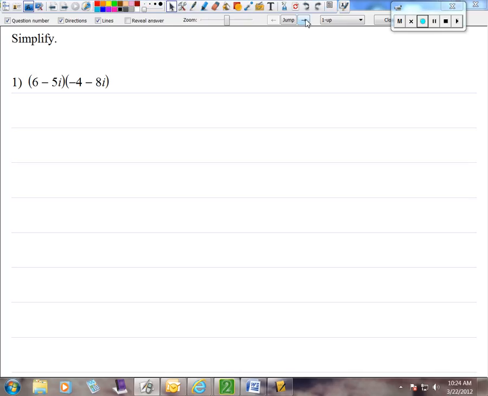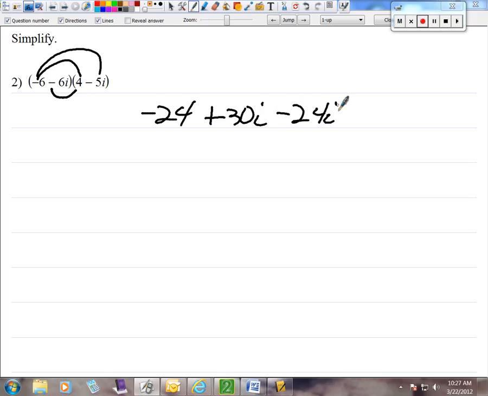All right, where's another one that's similar to this? Do number 2, let's just try that and see if you get it right. I'm going to go ahead and just do this problem. You can check it as you go. -6 times 4 is -24. -6 times -5i, positive 30i. Then we have -6i times 4, -24i. And then this is a positive 30i squared, and that makes that negative, doesn't it? Remember, the i squared becomes -1, makes this opposite.